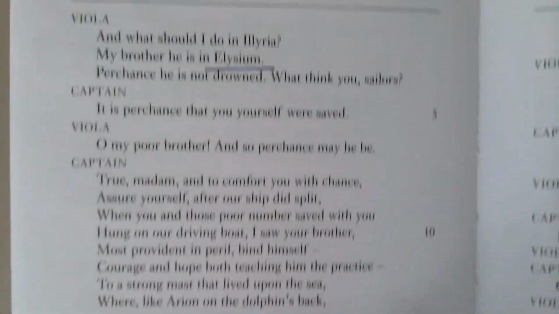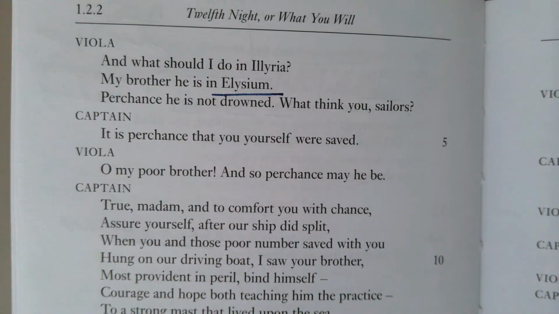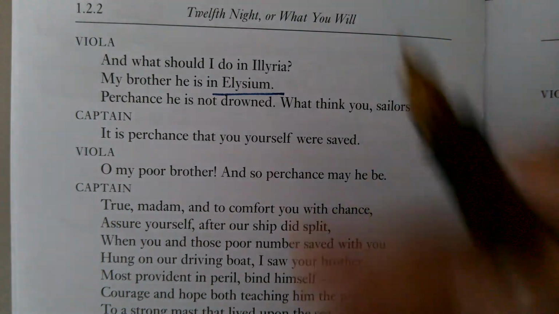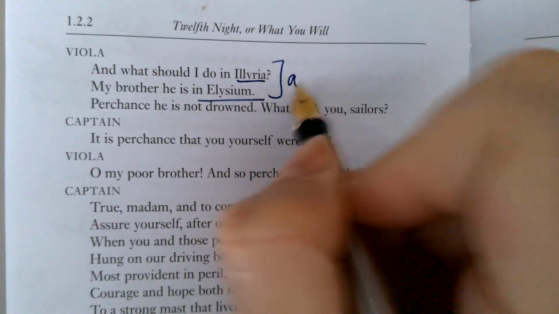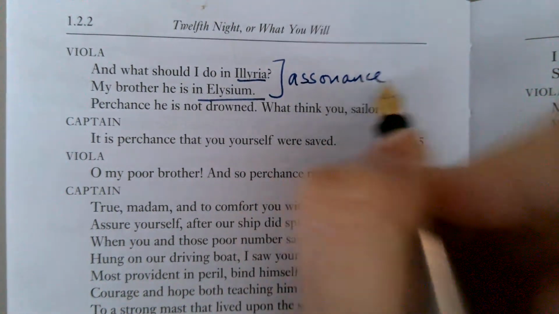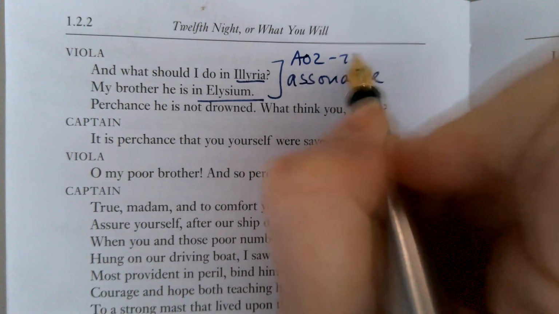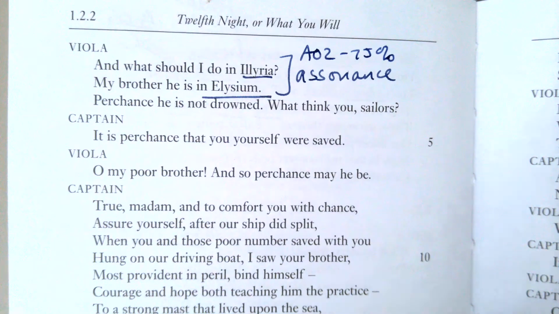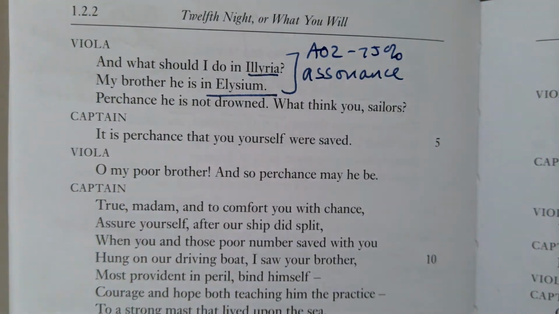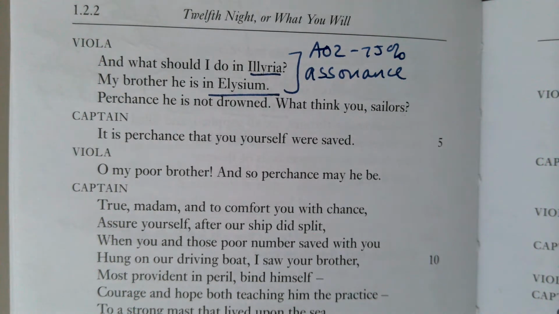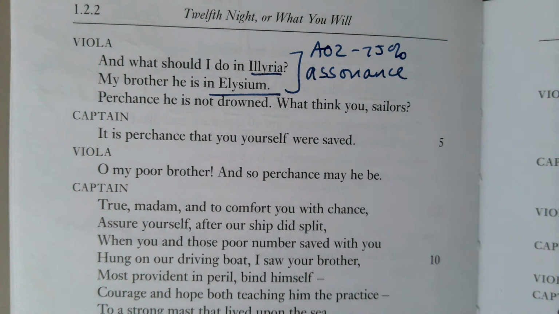So the fact that Illyria and Elysium have that similar sound in the middle means that our AO2, which remember is worth 75% of our mark. But what's the assonance drawing attention to there? Can you remember what they said in the video about why this play is set in Illyria? Dan? Because it's fictional. And why is that good? Why set it in a fictional place?